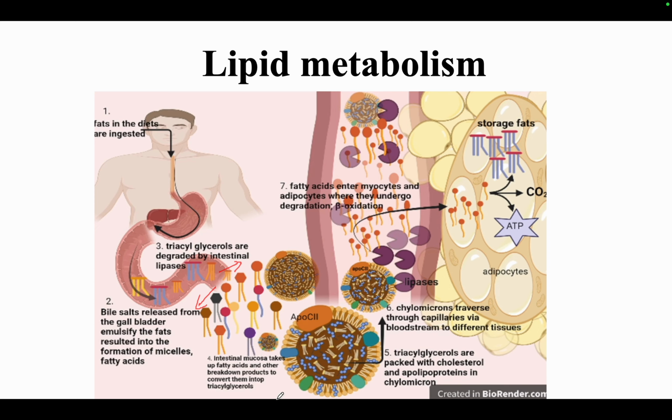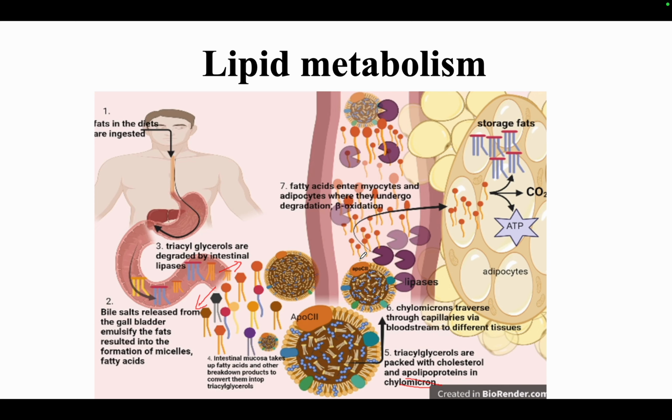And then they are transferred. The next step is that this glycerol is packed with cholesterols, and we have apolipoproteins. These proteins are a combination of protein and lipids, that's why they are apolipoproteins. This apolipoprotein will form a kind of micelle, and this micelle is known as chylomicron, which will transfer into the blood, and it will go into the adipocytes.